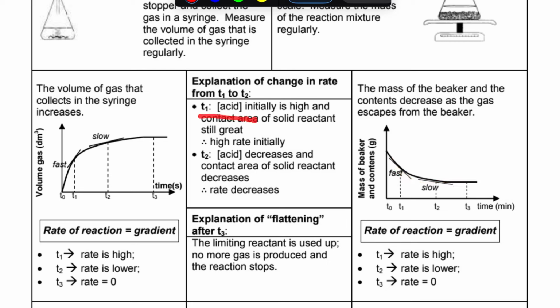Now it says at T1 the acid concentration is initially high, and the contact area of the solid is still great, so there's still a high rate there, right? And then at T2 the acid decreases, the contact area decreases, and the rate of reaction decreases there at T2, and then the reaction stops there, guys. So there will be a constant mass every 2 minutes. The mass will be the same, and the volume that is produced will be constant there.